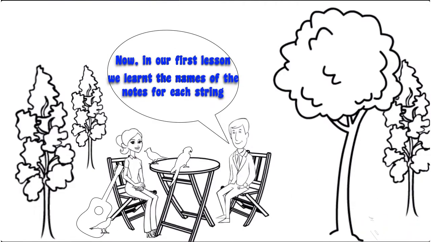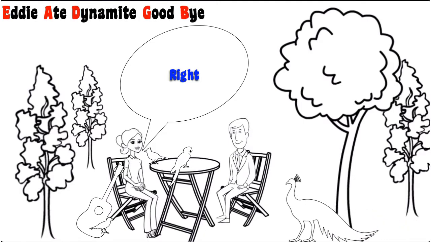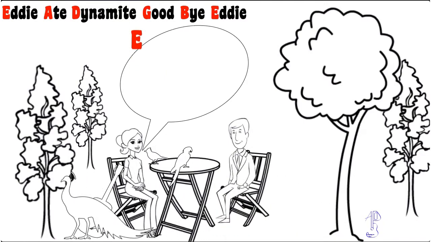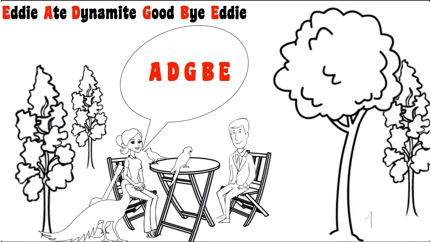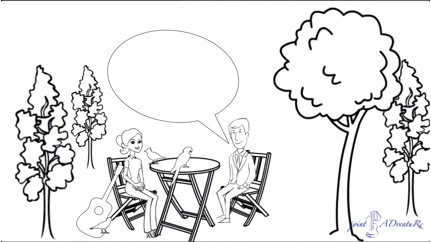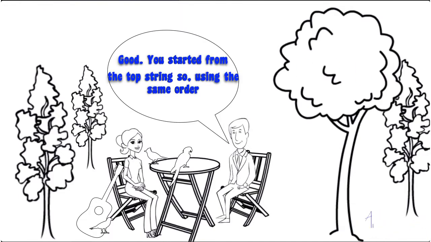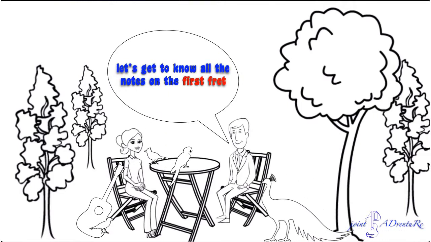Now, in our first lesson, we learned the names of the notes for each string. Right. Eddie ate dynamite. Goodbye, Eddie. E, A, D, G, B, E. E, A, D, G, B, E. Good, you started from the top string. So, using the same order, let's get to know all the notes on the first fret.